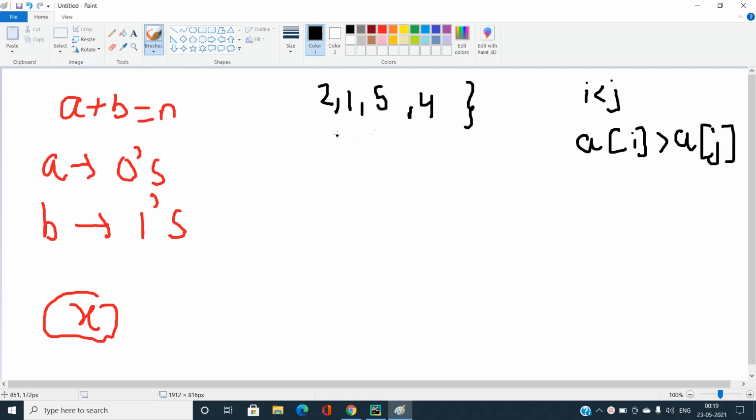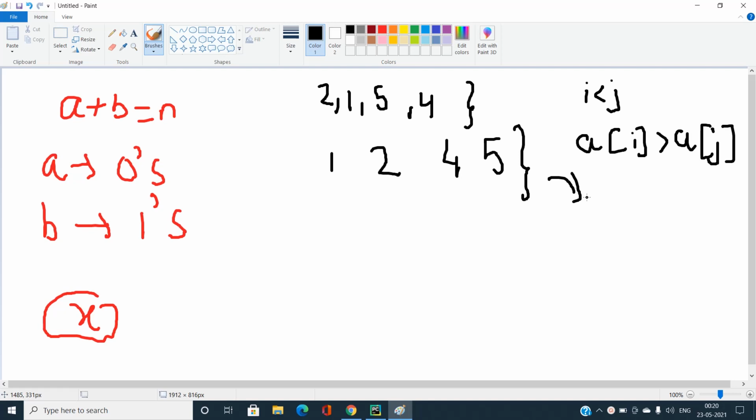If we have to sort this array as per my choice, I am always going to sort it like this: 1 2 4 5, and this will give us the minimum inversion count, and the minimum inversion count is always going to be 0. How is it possible? Always sort the array in non-decreasing order, you can also say ascending order. Then your inversion count will always come out to be 0.